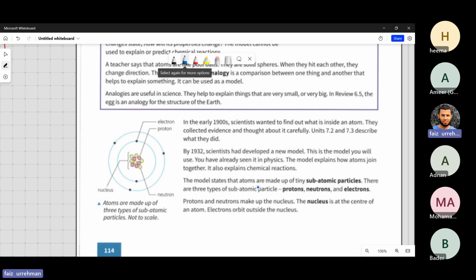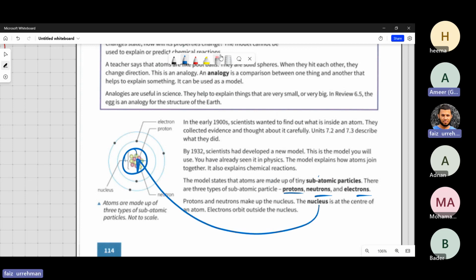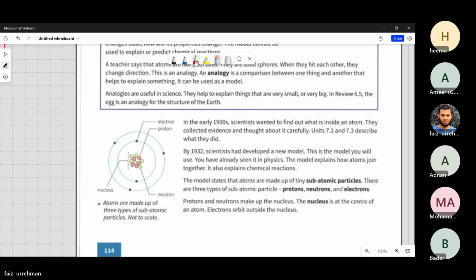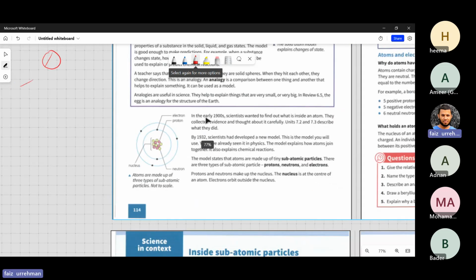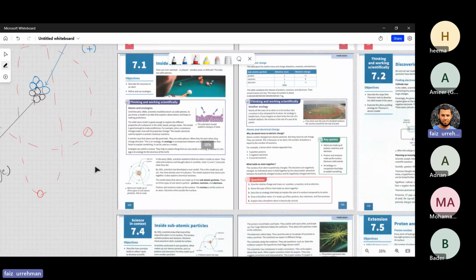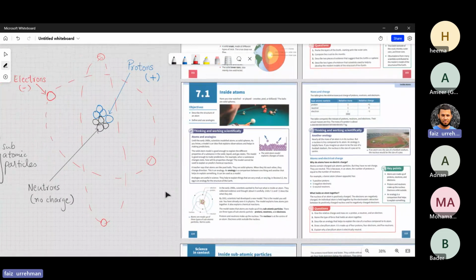Now, the model states that the atom is made up of subatomic particles such as what? Such as proton, neutron, and electron. And the central part is known as the nucleus. So in the exam, if the teacher asks you what comes in the nucleus, or the nucleus is made up of what, what will you guys write? Badr?